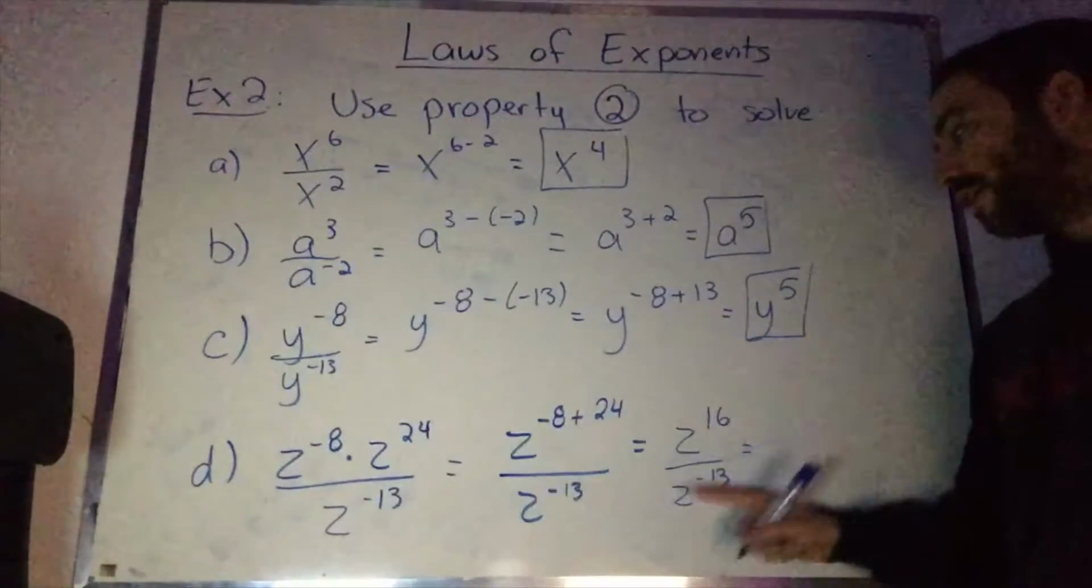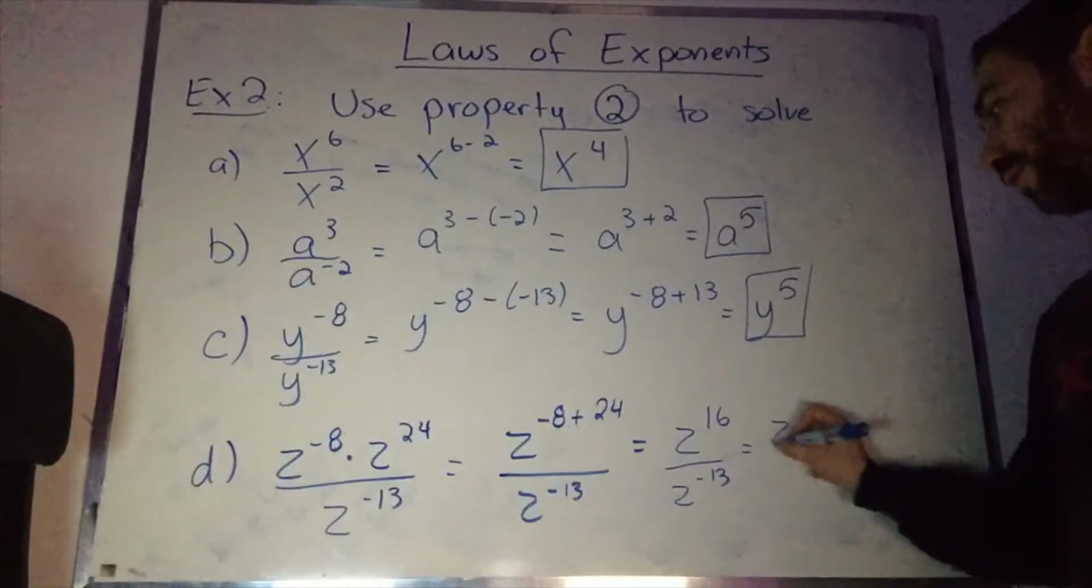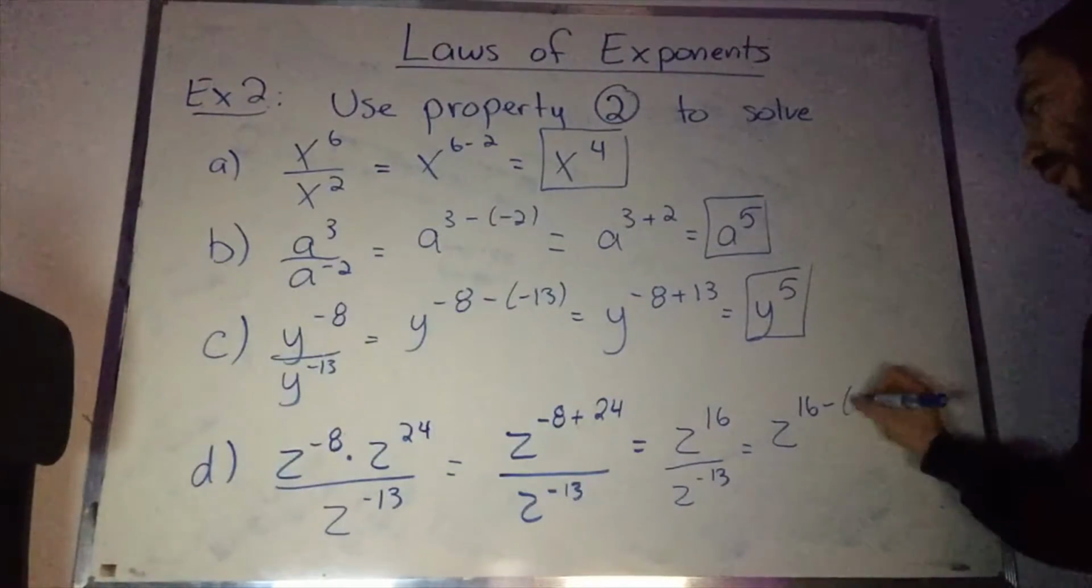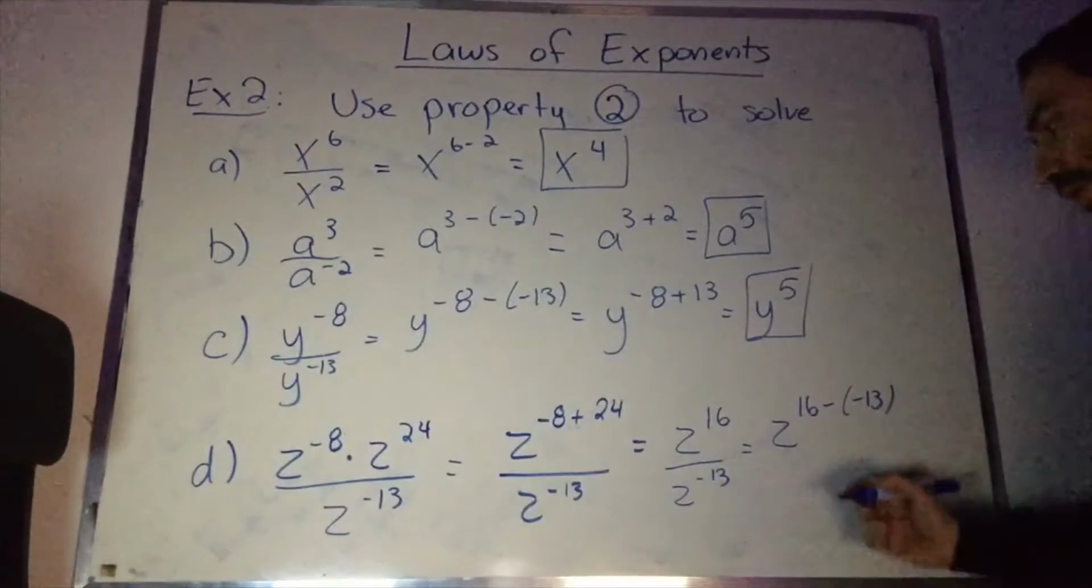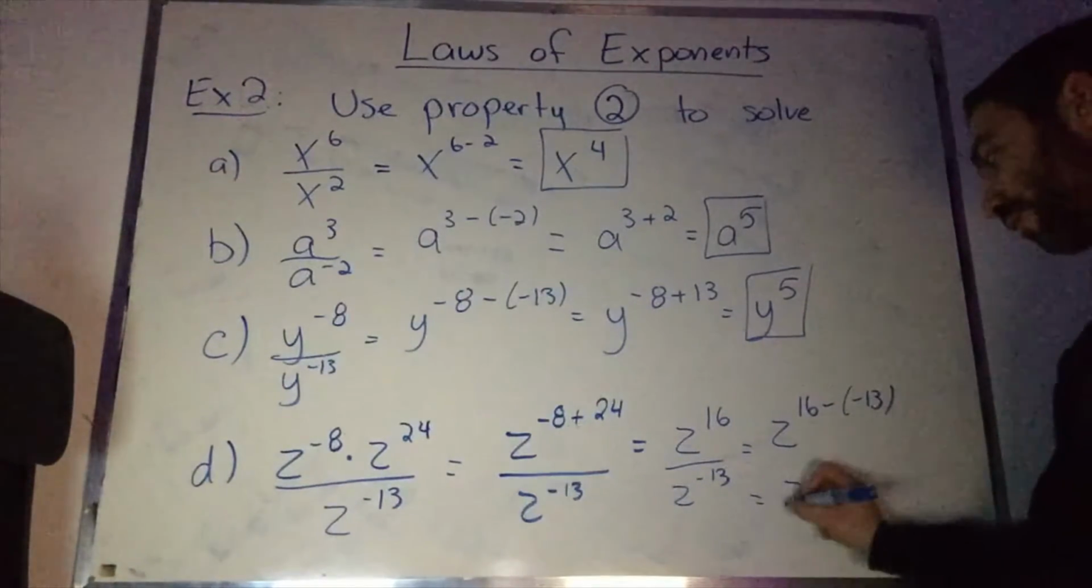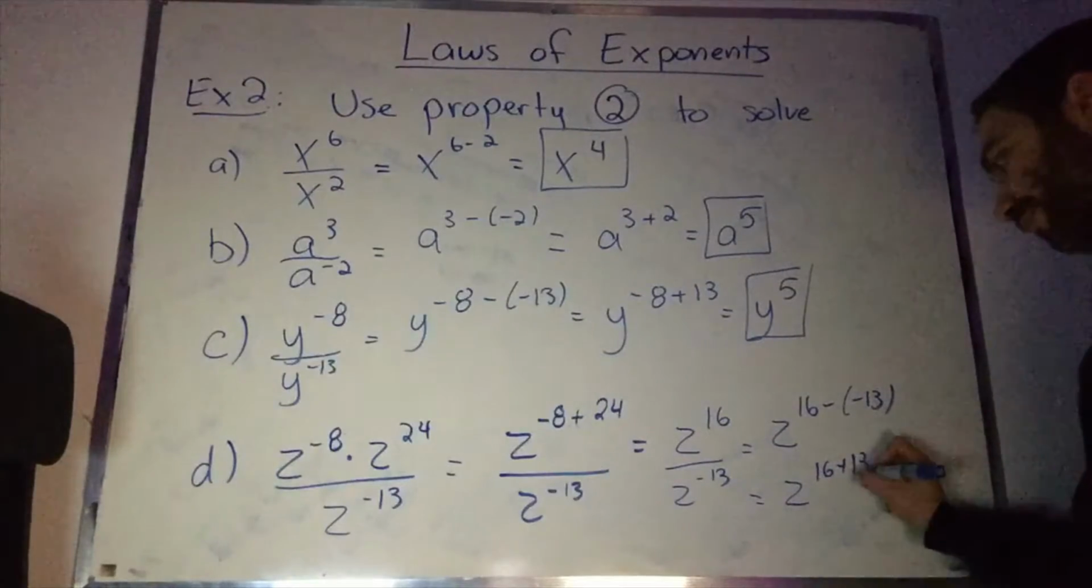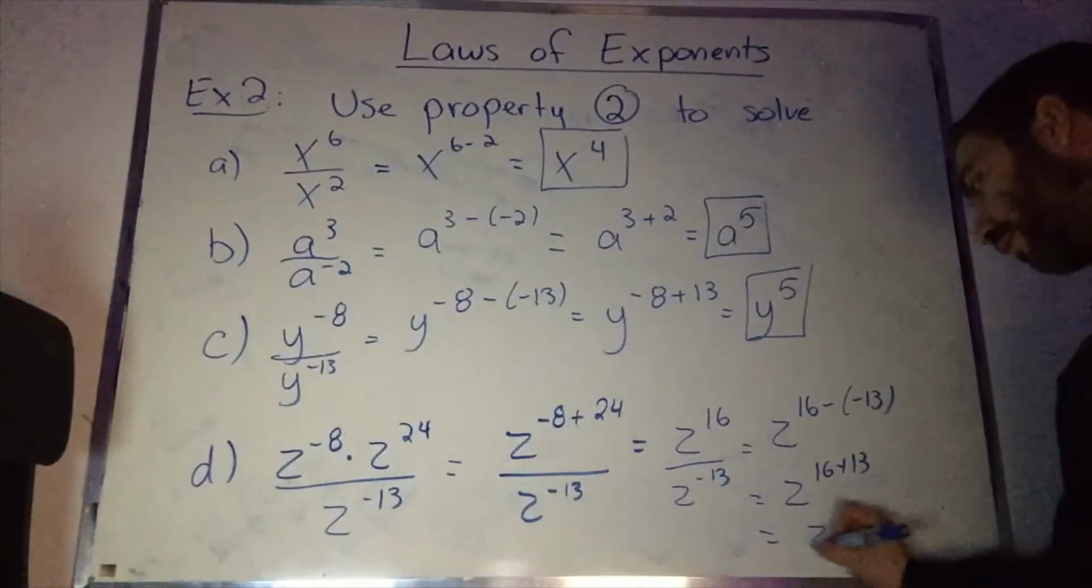And now here we're dividing, so we subtract the exponents. So z to the 16 minus negative 13. Again, be careful with this double negative. Students often fall for these tricks. It turns into addition, so 16 plus 13. So the answer is z to the 29.